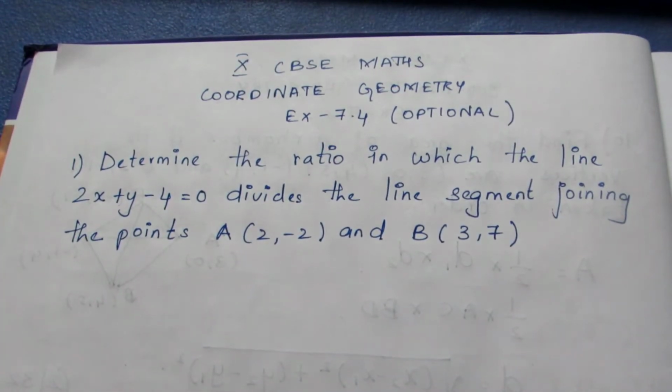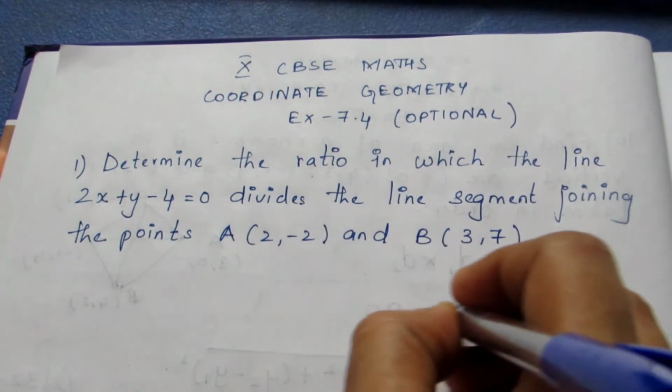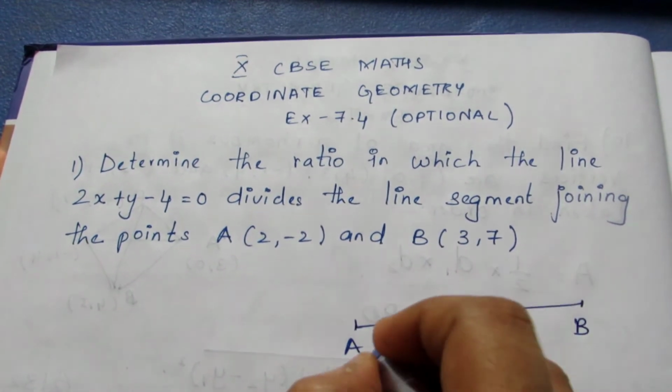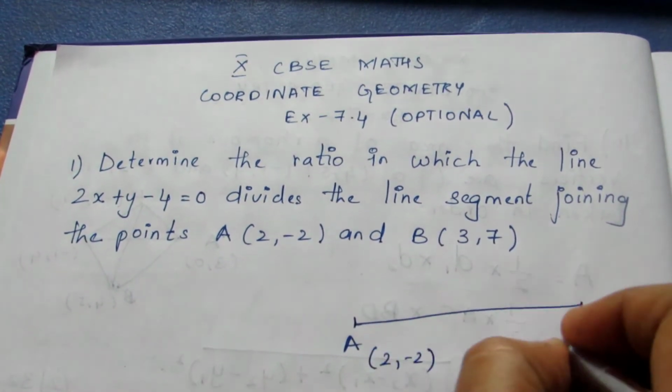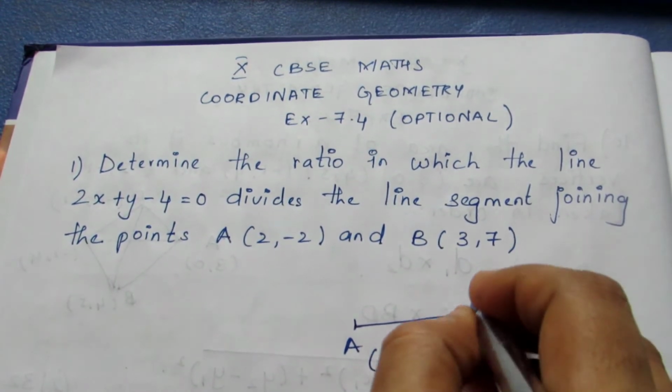Today we are going to see 10 CBSE Maths Coordinate Geometry Exercise 7.4 Optional Exercise Question number 1. Determine the ratio in which the line 2x plus y minus 4 is equal to 0 divides the line segment of the points A, B. So A and B are given, which are (2, -2) and (3, 7). There is one point, let me take the point P.